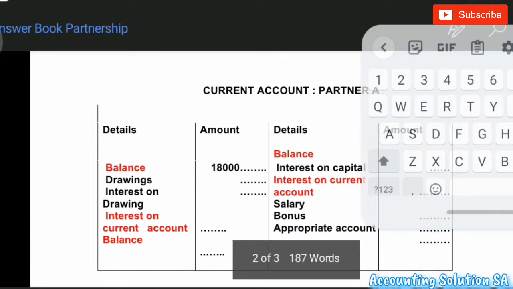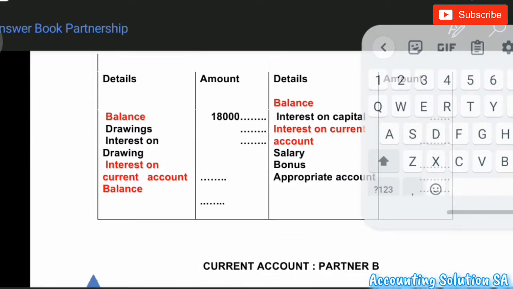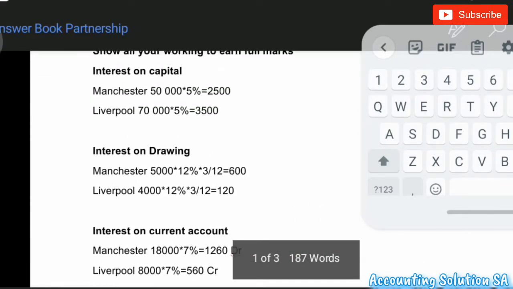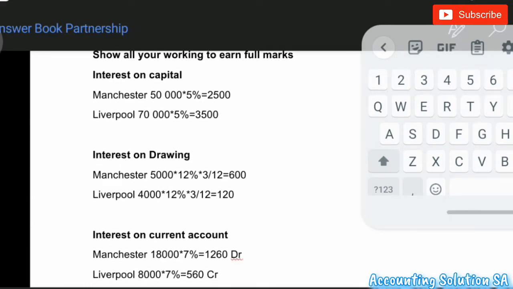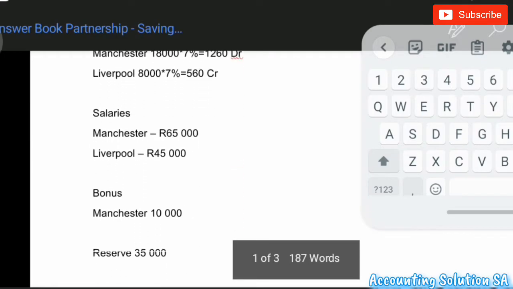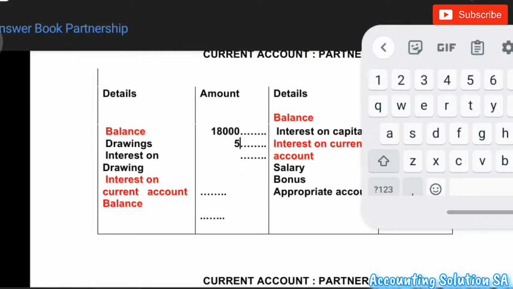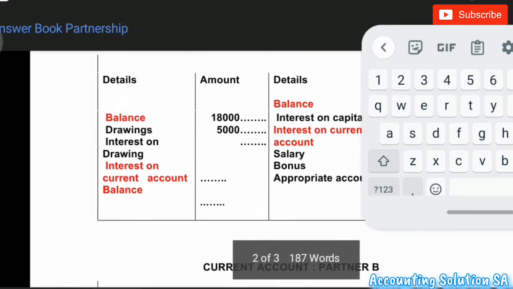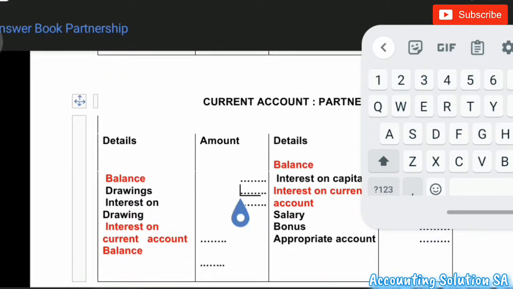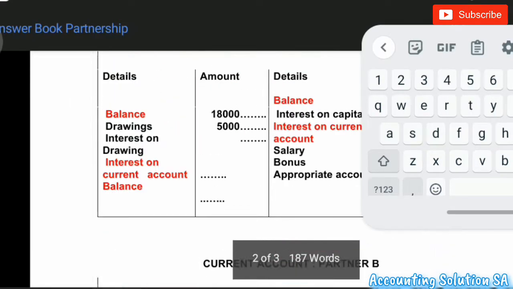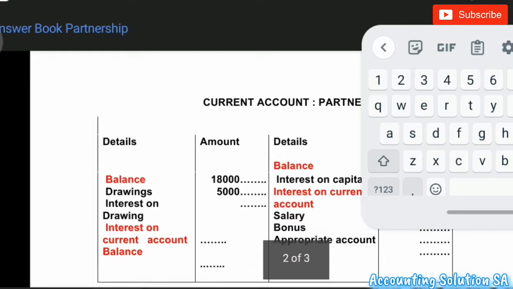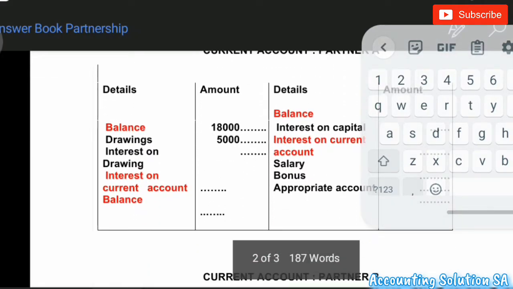Let's check if we have any drawings for both partners. Okay, of course we have drawings for these two partners. Let's check under interest. The other one made drawings of 5,000. Manchester 5,000. Liverpool withdrew 4,000. We just record them as it is. Okay, drawings of 5,000. You will find it on your balances. Okay, and partner B withdrew 4,000. Very simple.